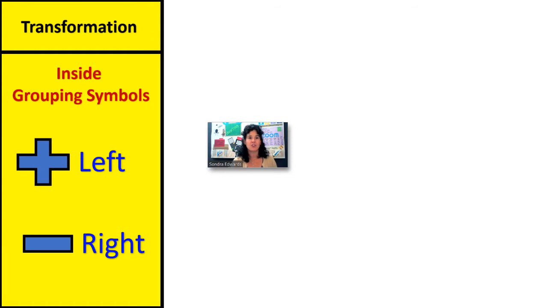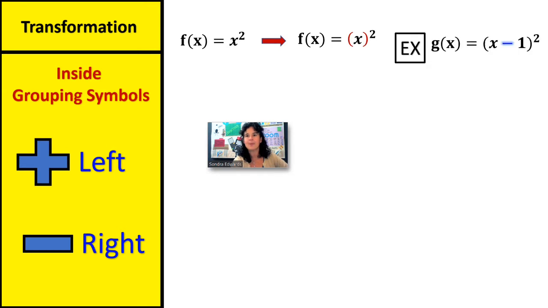Now let's move some of these parent functions around. But how they move, these transformations, depends a lot on the location of where you're adding or subtracting a number, whether you are inside or outside of grouping symbols. So let's look at some examples. If I had y equals x squared, my grouping symbols, we don't see them, but they're around the x. And let's say that I had g of x equals x minus 1 quantity squared. So that minus 1 is inside of grouping symbols. The minus is going to move the parent function right. Yes, you did hear that right. A minus is going to move it right.